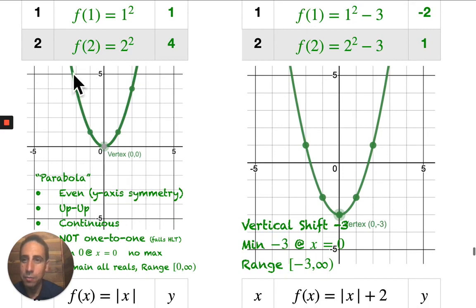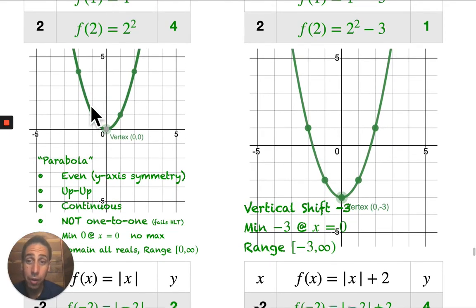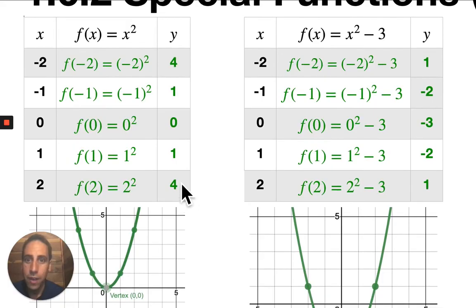It is continuous, meaning you can draw the entire shape of a parabola with one fell swoop of your hand. No breaks, no needing to lift your pencil up anywhere. It is not one-to-one, though. It fails the horizontal line test. You draw a horizontal line and you hit 2 points. You'll even see them repeated on the graph. The output of 4 gets repeated twice. The output of 1 gets repeated twice. You can't say that the output of 4 has only one input.